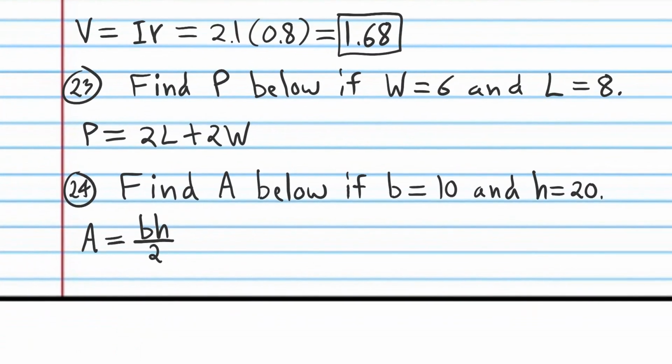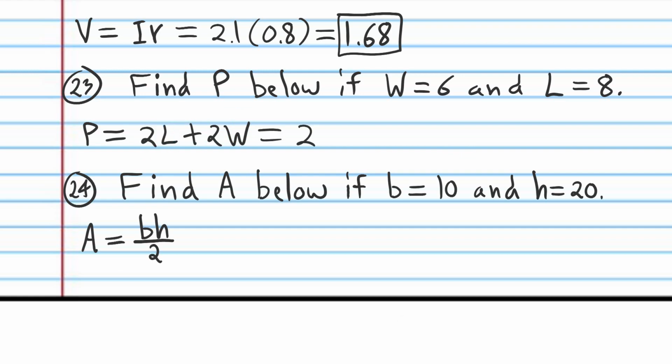All right, number 23. In the previous course, in my arithmetic course, you would write this again with crosses, 2 times L plus 2 times W. But we don't do that in algebra. We get rid of the crosses and we just write the 2's next to the letters, and that means multiplication.